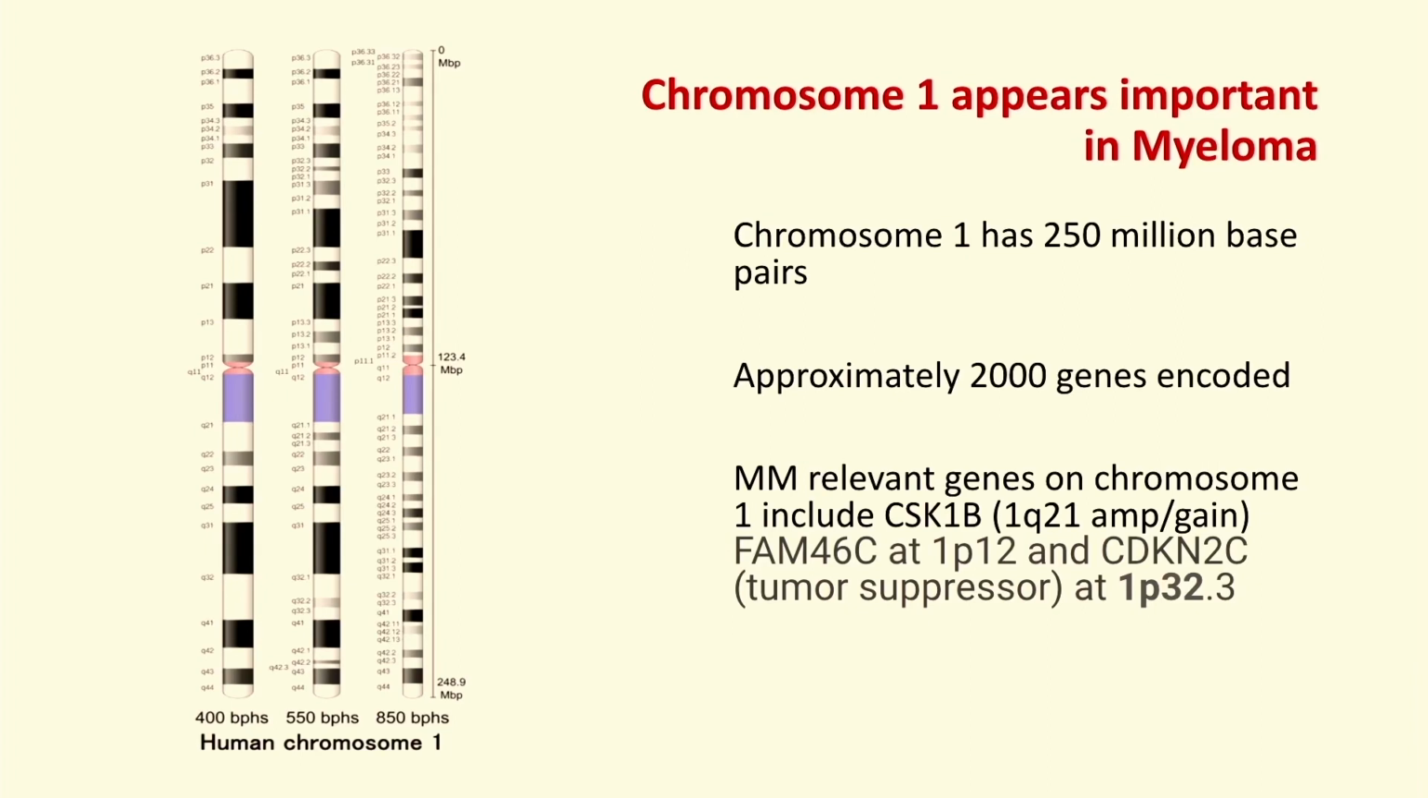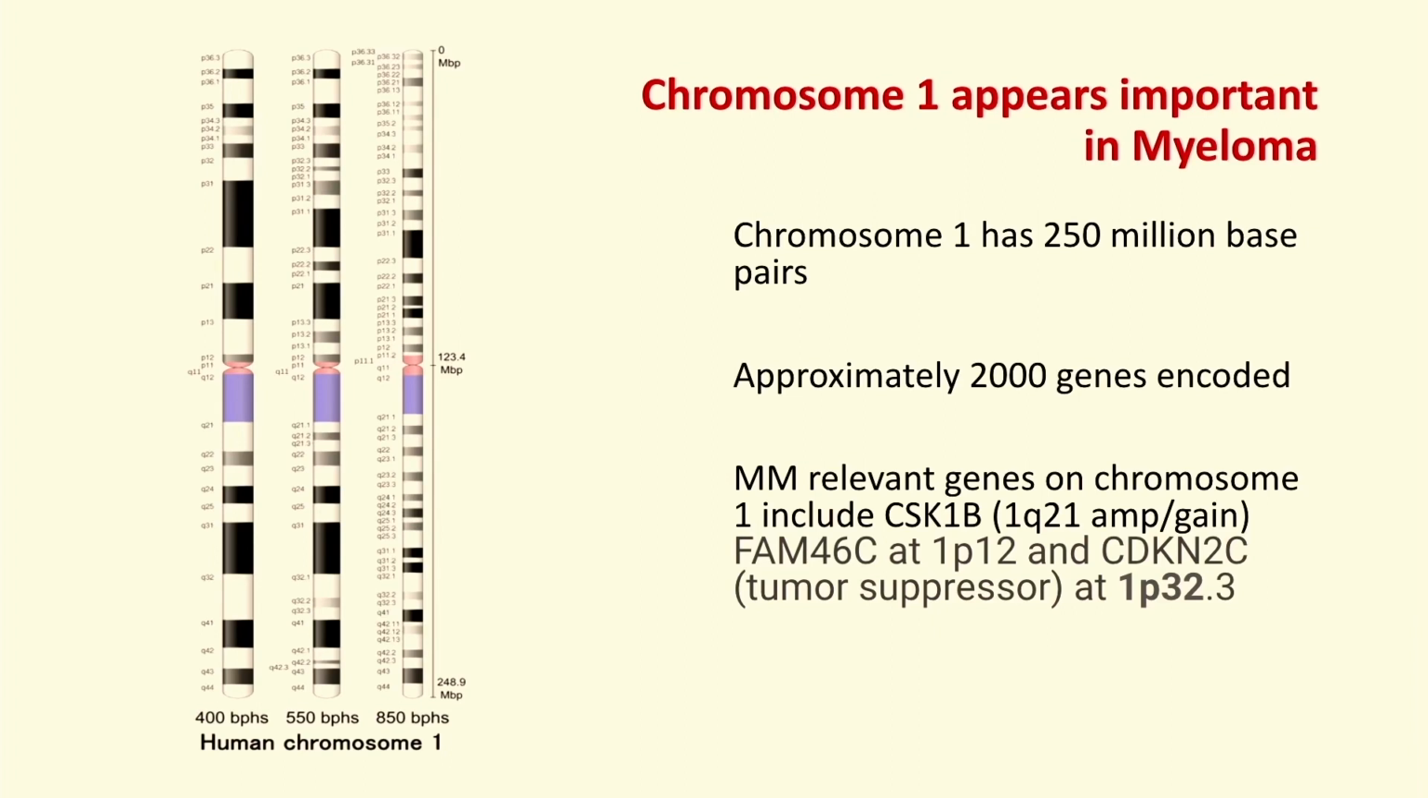This is a picture of chromosome 1. Now, it looks like gobbledygook, but these are actually called bands. And it's a way we try to organize the genes that are on these chromosomes. And we're now realizing that chromosome 1 abnormalities in myeloma, which really weren't thought about maybe 15 years ago, are actually quite important in myeloma propagation.